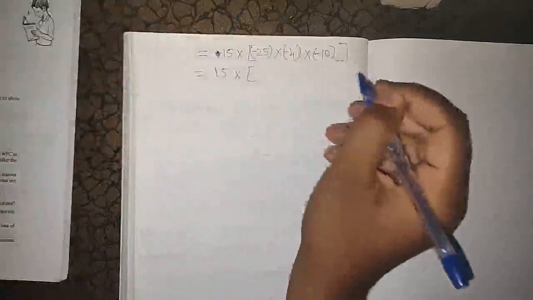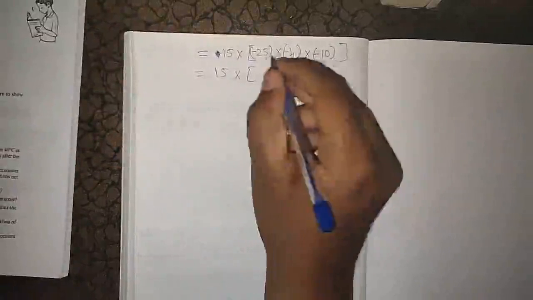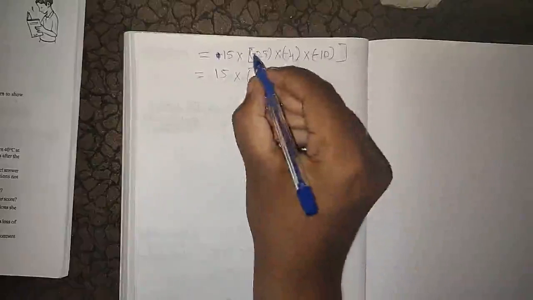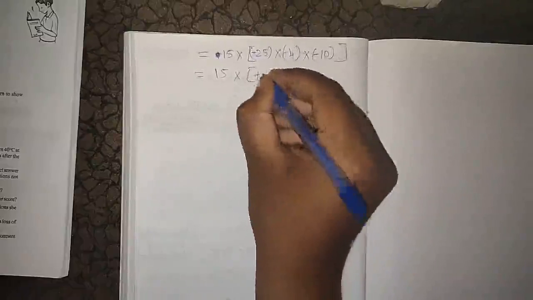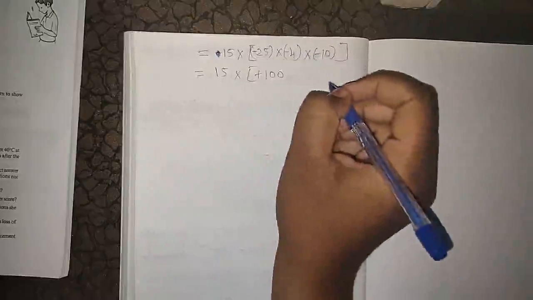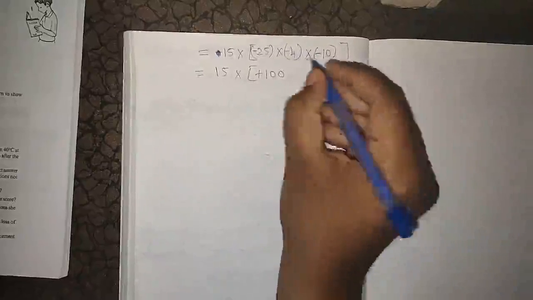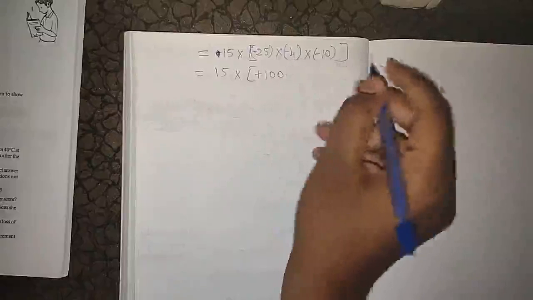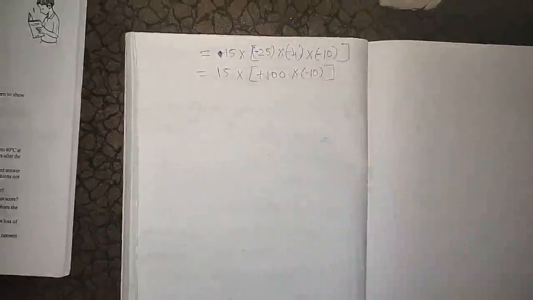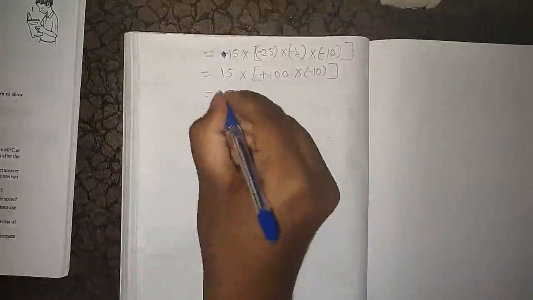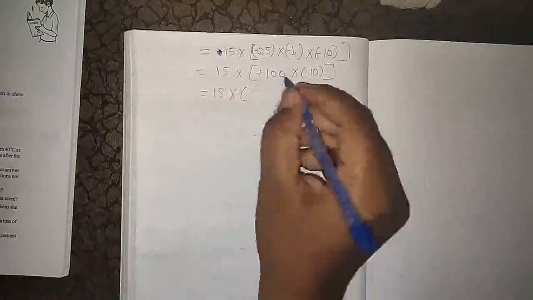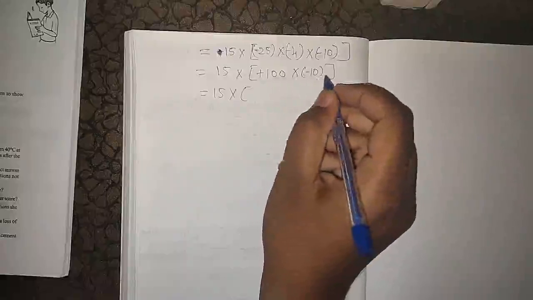15 is, you write it as it is. What all is inside the bracket? You should multiply. See, 25 into 4, minus 25 into 4. First minus into minus is plus. 25 fours are 100. If you don't know 25 fours, you can go to rough column and multiply. 25 fours will be 100 into minus 10. Square bracket is still there. Okay, 15 into 100 into 10, you know how much? 100 into 10 is nothing but 1000.